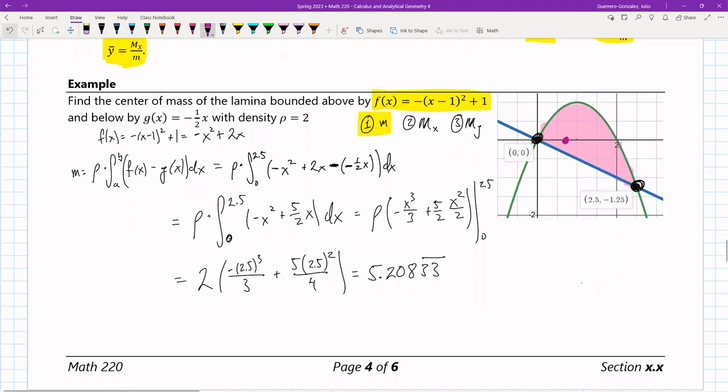This is 1.25. So this is 1.5, 0.25 is a quarter, so about right there. Oopsies. Read your graphs. Make sure you read your graphs appropriately. So there you go. That is the full-fledged work for finding the centroid, the center of mass, for something. So make sure you go through every step and understand every step.